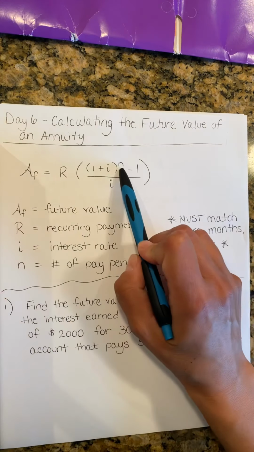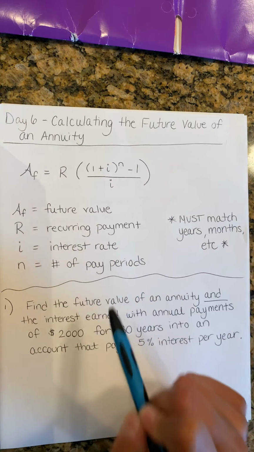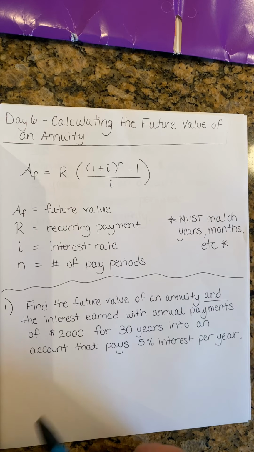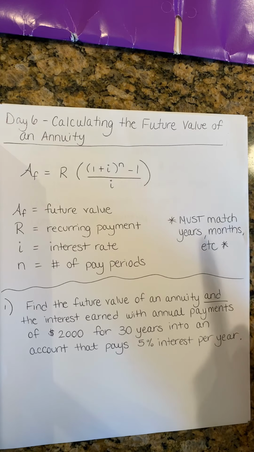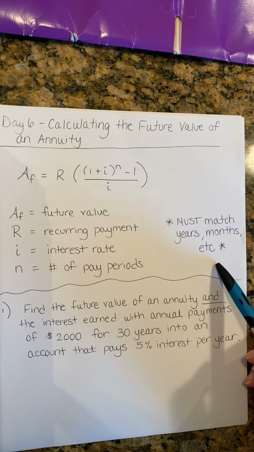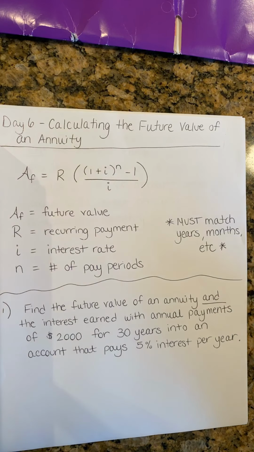And then n is the number of times you are going to put the money in. So the n is the number of pay periods. Okay? So a little confusing. The first thing that we need to make sure when we're doing these questions, everything must match. So your recurring payment, your interest rate, and your number of payments, they need to all be yearly, or they need to all be monthly, etc. Okay, so that's the most important thing about these numbers, or else you're going to get a number that doesn't make sense because they don't match up.